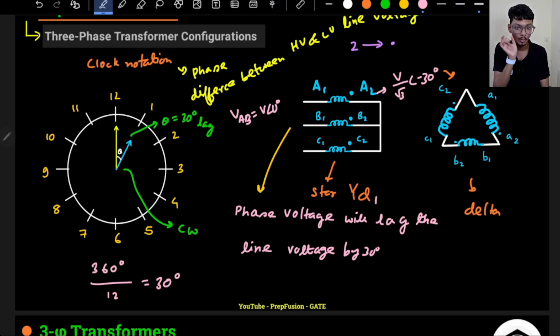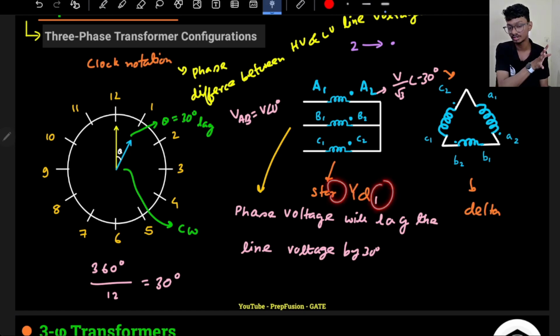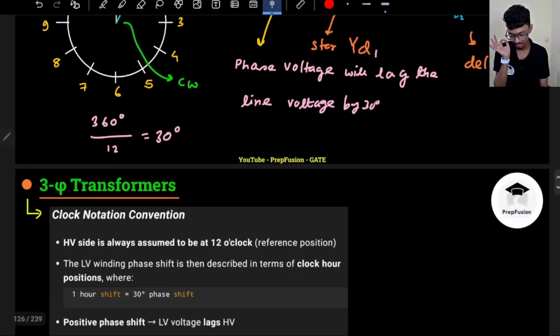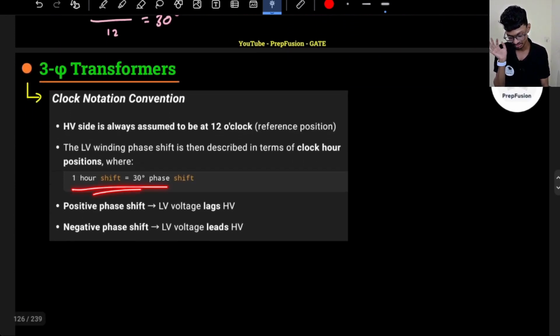Why YD1? YD1 tells me that the phase difference between the high voltage side line voltage and the low voltage side line voltage is such that the low voltage winding will be at the 1 o'clock position. So 1 o'clock means 30 degree phase difference, that is, lag of 30 degrees. Okay, so this information is what tells us that. That is what is written over here.